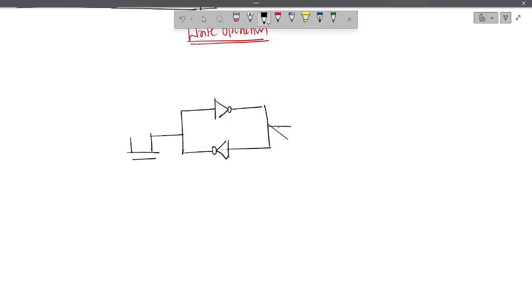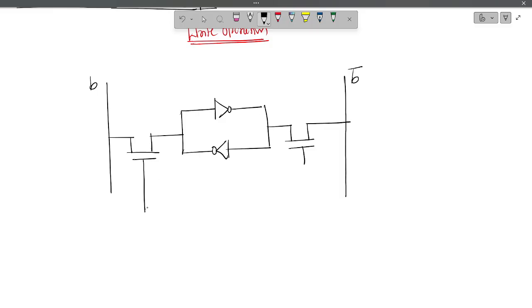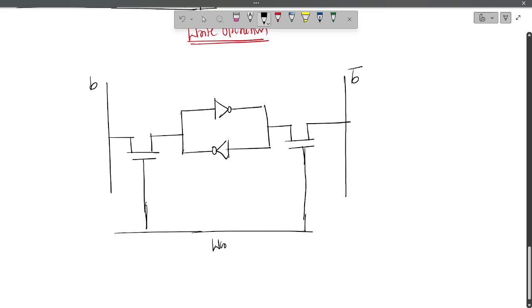two NMOS pass transistors. Here this is the bit line, and this is also the complement of the bit line, that is B bar. And these two transistors' inputs are connected to which line? Word line. These two transistors are connected to the word line, and these two are bit line.